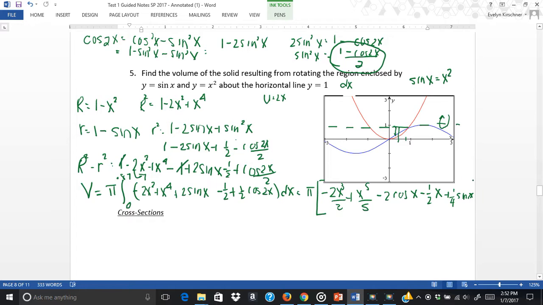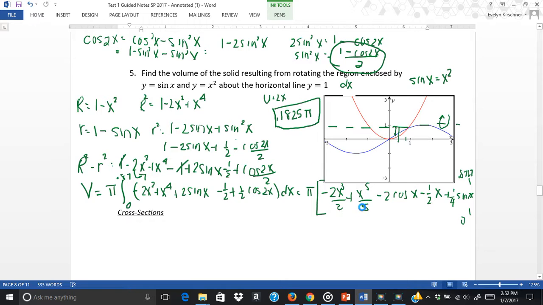And go ahead and evaluate it from 0 to 0.8767, and you'll find out that your final answer is 0.1825 times pi. So I did not put the pi in the calculator, but I put all the other numbers in the calculator because I had this nice little decimal 0.8767.